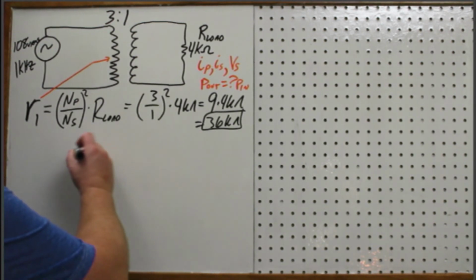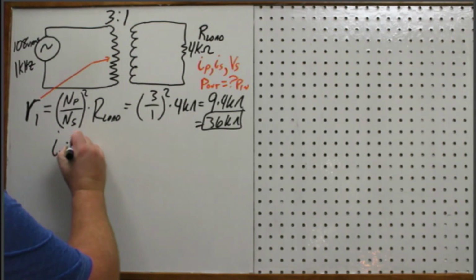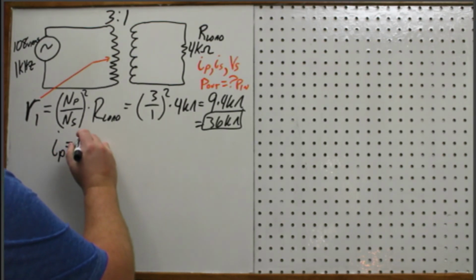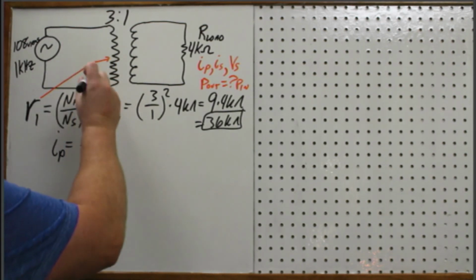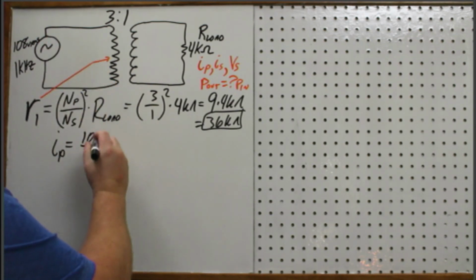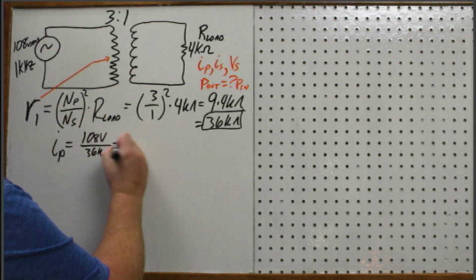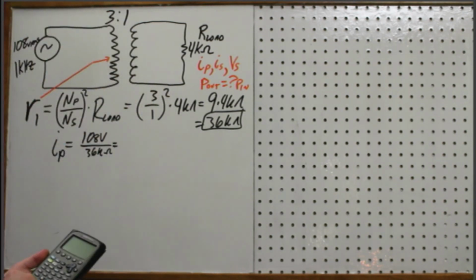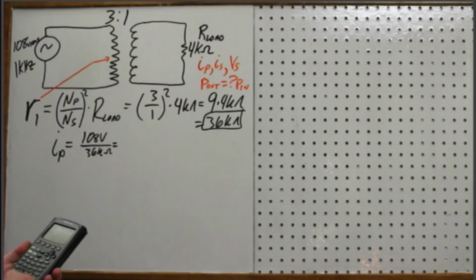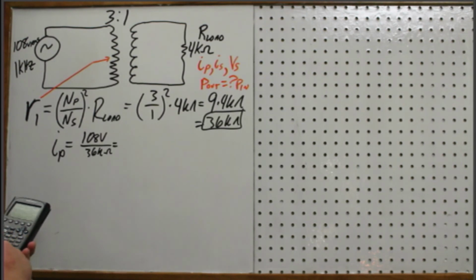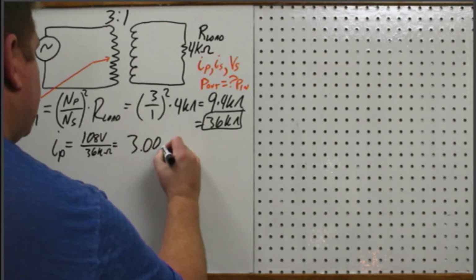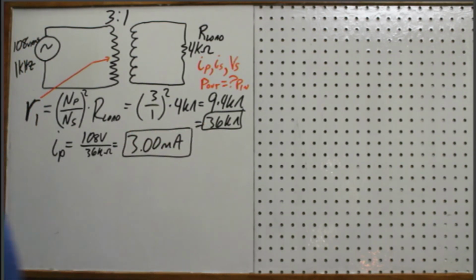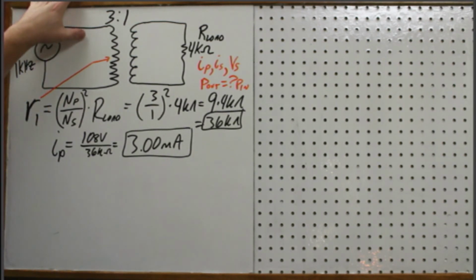Okay. So here I'm going to go ahead and calculate I primary, and that's going to be the voltage on the primary there, that 108 volts RMS, divided by the reflected resistance. There's no other series resistance here, so I just have this divided by 36K. And that gives me 3 milliamps.